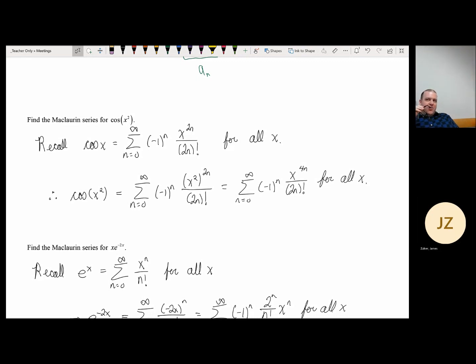And you have to be careful. If instead the first problem asks for the power series of cosine of x squared centered at 1, I couldn't have done it this way, because we did the Maclaurin series, which is centered at 0. So I actually would have had to go through and try and derive it. So pay attention to where you're centered at as well. That matters.